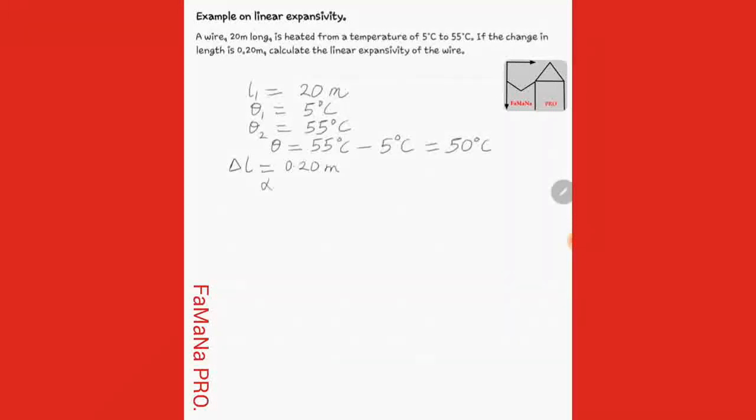Recall that the formula for linear expansivity, which is what we are asked to look for, is the change in length divided by the initial length or the original length multiplied by the change in temperature. This formula can also be written as, if there is a final length, then the final length minus the initial length divided by the initial length times the temperature change.